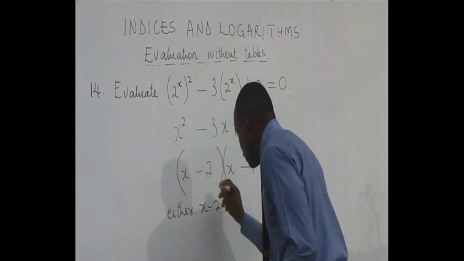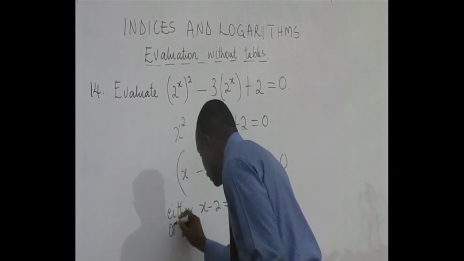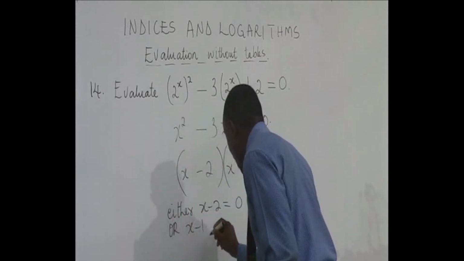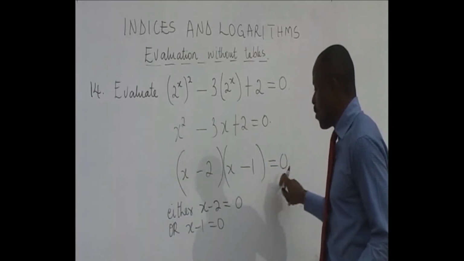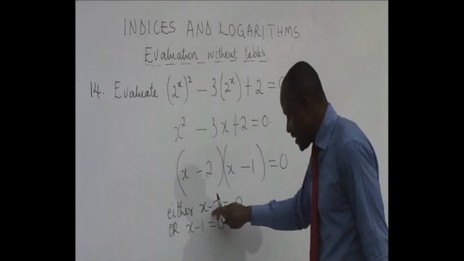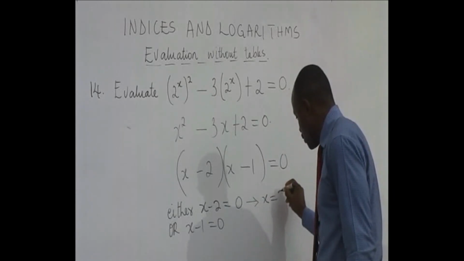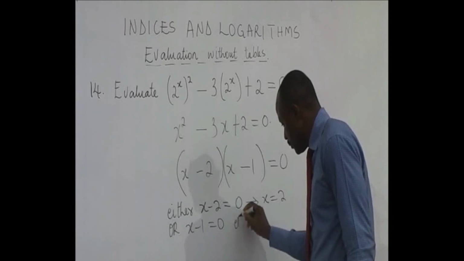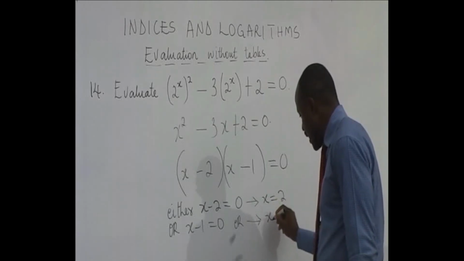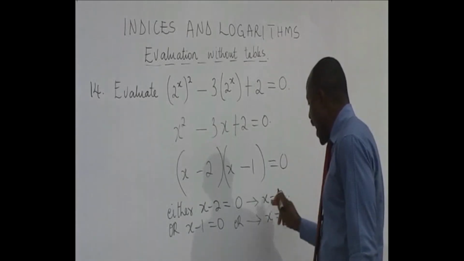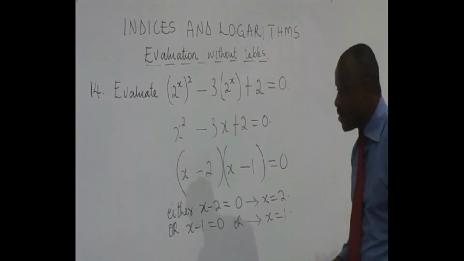X minus 2, the one you have inside this bracket is 0. Or x minus 1 is 0. If 2 of them must multiply themselves together to get 0, one of them must be 0. In this case, if x minus 2 is 0, that means x is equal to 2. Or if x minus 1 is 0, that means x is equal to 1. So x is either 2 or 1 is the answer to that expression.